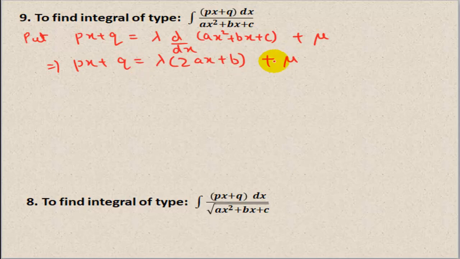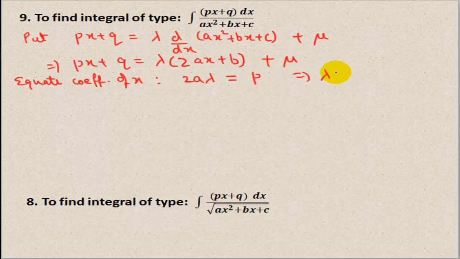Because we are saying both sides are equal, you will find the possible values of lambda and mu for which they both become equal. This can be done by equating the like terms on both sides. Like if we equate the coefficient of x on both sides, then what will happen? On the right side, the coefficient of x is 2aλ. On the left side, it is p.